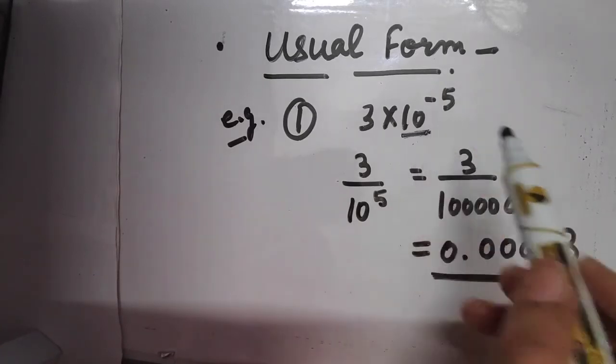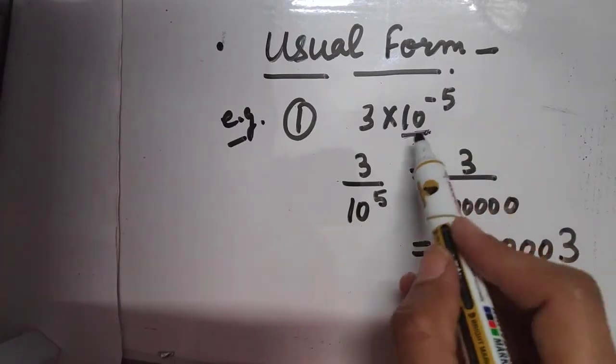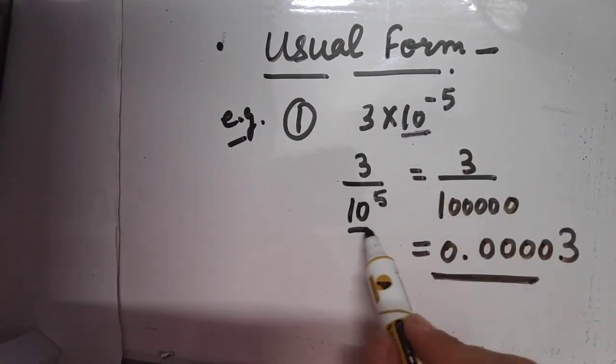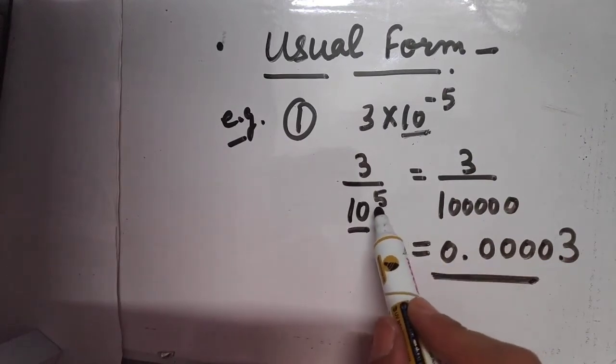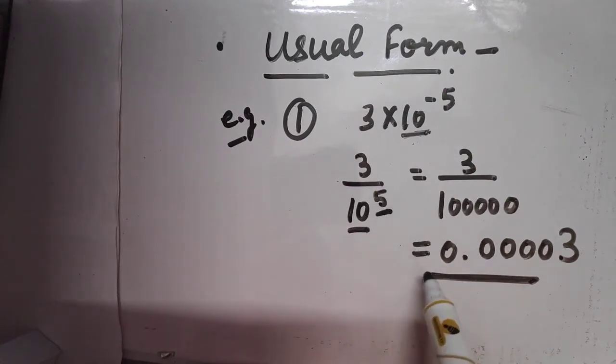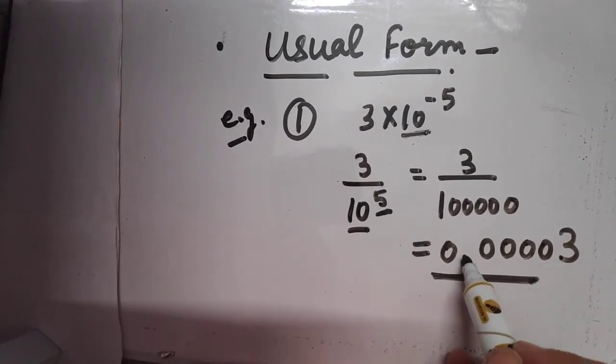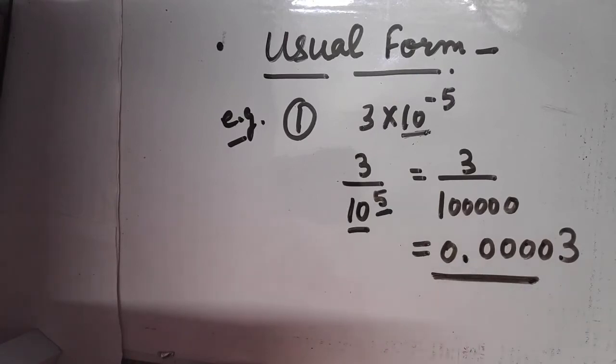If the exponent is negative, you are supposed to write like this, make it positive. Then after the decimal, the exponent of 10 should be the number of digits after the decimal. So this will be the first example.